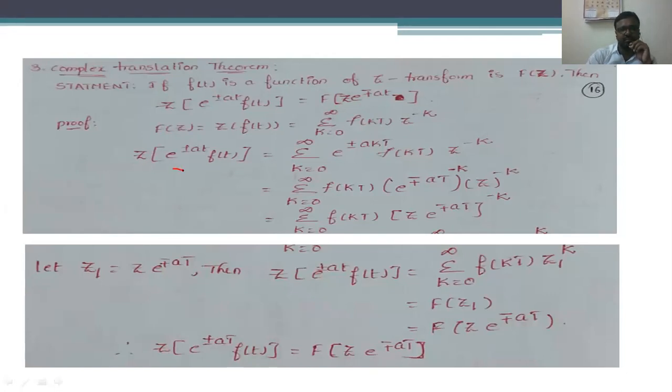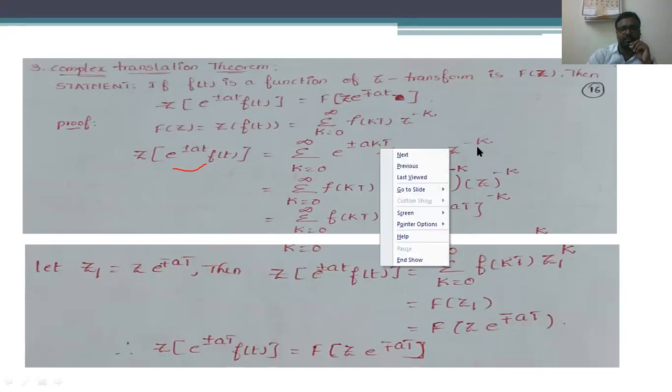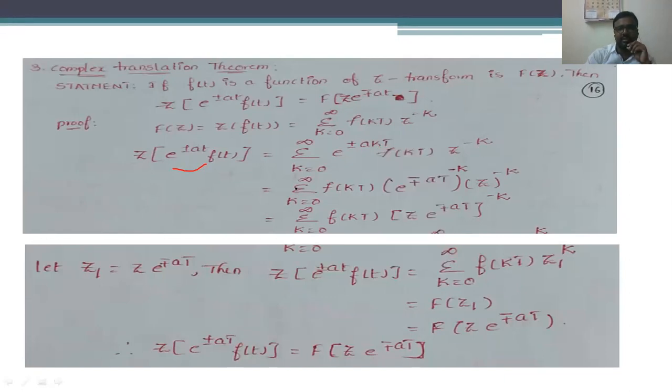Therefore, the Z transformation for the function e power plus or minus at into f of t is equal to sigma k equals 0 to infinity e power plus or minus a kT into f of kT into z power minus k. So separating this particular k value, we are going to get sigma k equals 0 to infinity f of kT into e power minus plus aT whole power minus k, into z power minus k.